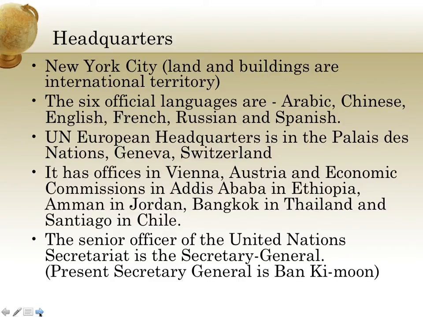Headquarters today is in New York City. This land and the building that make up the headquarters are international territory. The six official languages are Arabic, Chinese, English, French, Russian, and Spanish. There is also a UN European headquarters in Geneva, Switzerland, and it has offices in Vienna, Austria, Ethiopia, Jordan, Thailand, and Chile. The senior officer of the United Nations Secretariat is the Secretary General, Ban Ki-moon.